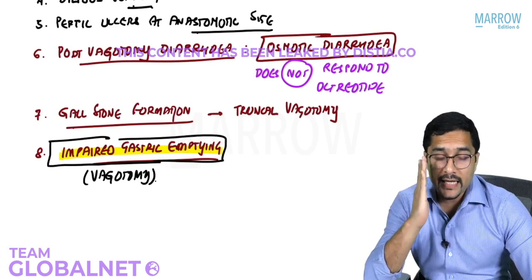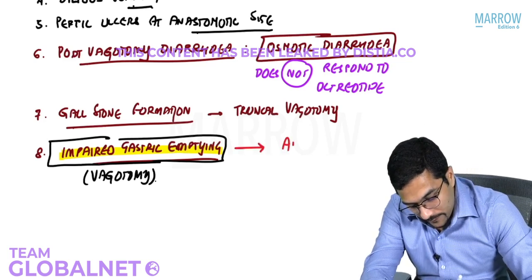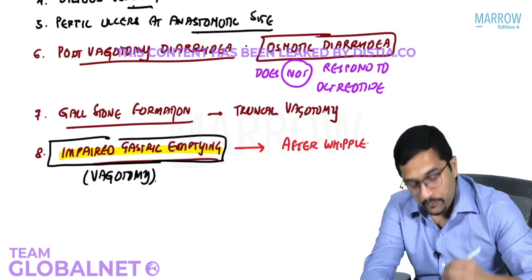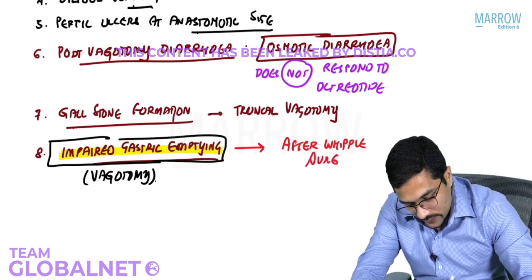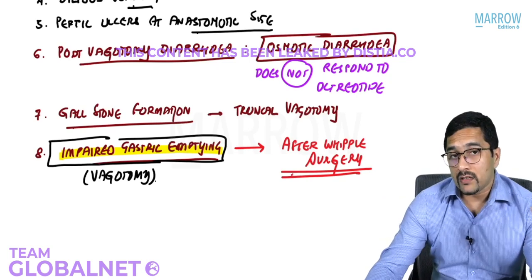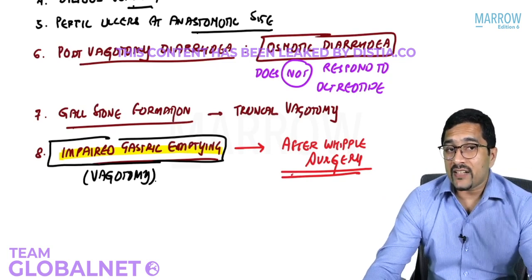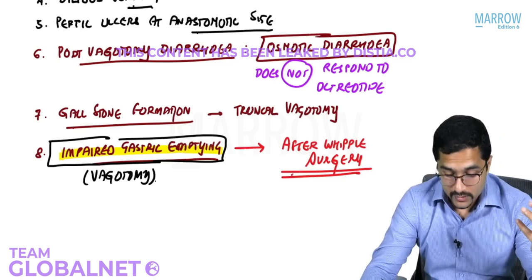Now, this impaired gastric emptying can also be seen after Whipple surgery. If you go through the malignant pancreas module, after Whipple surgery also this impaired gastric emptying can be seen. In fact, after Whipple surgery, this impaired or delayed gastric emptying is the most common complication.